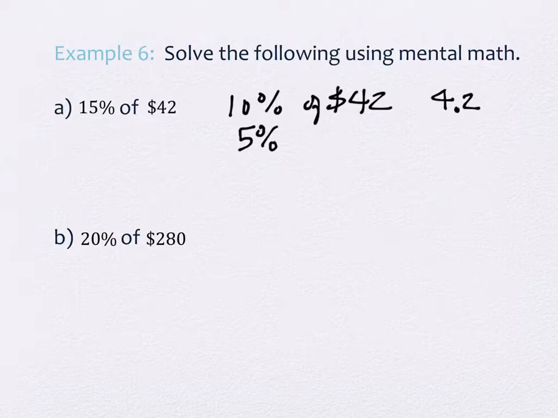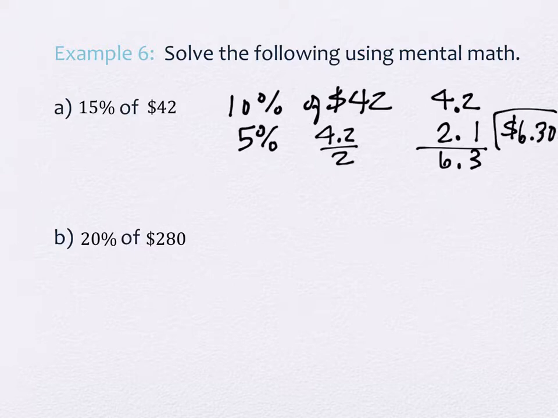So 5%, the way I would get 5% is I would take that 4.2 and I would divide it by 2 to get me 2.1. And I think it's probably pretty reasonable to think you could add 4.2 and 2.1 in your head to get 6.3. So in this case, $6.30.